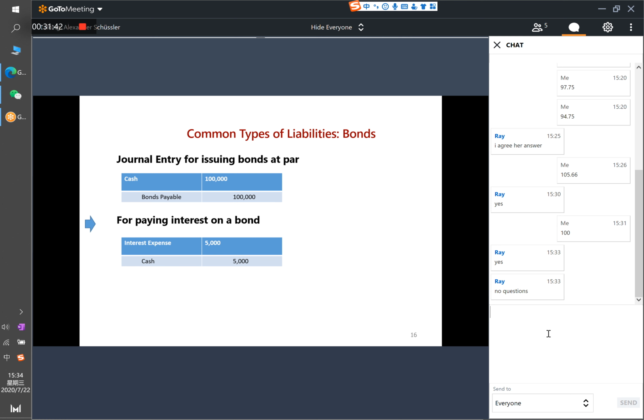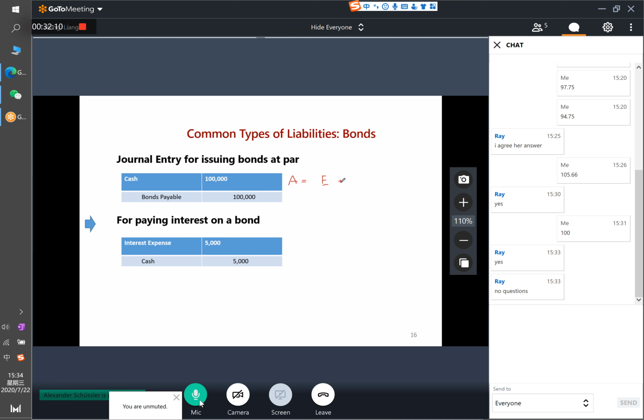Here are journal entries for issuing bonds. You debit cash and you credit bonds payable. Yeah. If you think about this, how is the accounting equation affected here? Very good, yeah.